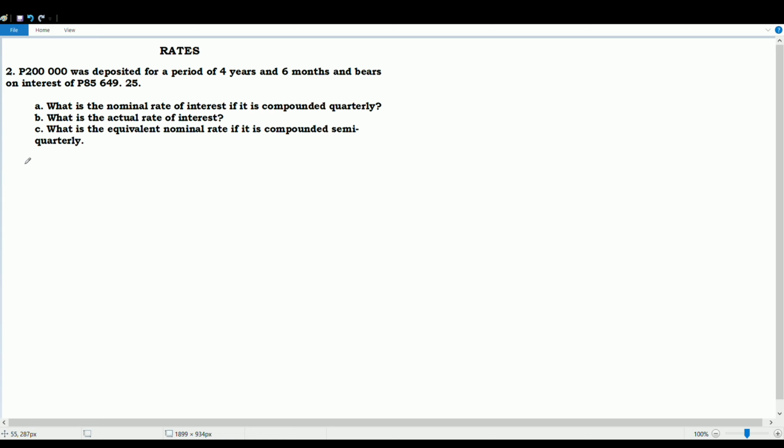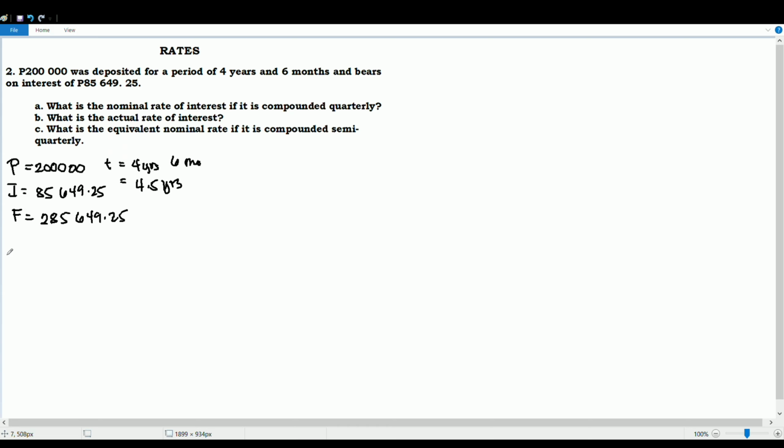So let's identify first the values of the variables that we have. The principal amount is 200,000 pesos. The term is 4 years and 6 months, that is equal to 4.5 years. And an interest of 85,649.25 pesos. Now we have the future value as adding the principal and the interest. It will give us 285,649.25. Now let's proceed in determining the nominal rate of interest compounded quarterly.